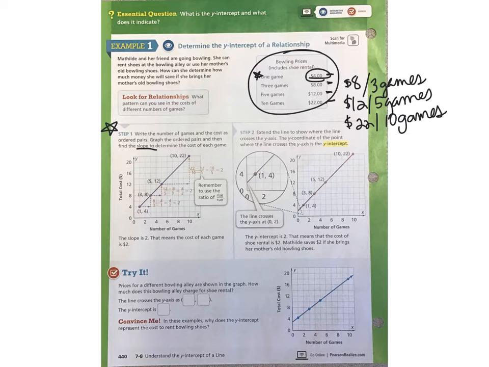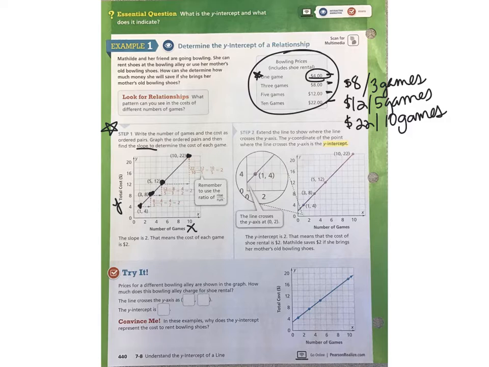So when you look at the ordered pairs, we're taking those from the table. The number of games is along the x-axis, and the total cost is the y-axis. So one game of bowling was $4. 3 games of bowling cost $8. 5 games of bowling cost $12. And 10 games of bowling cost $22. And you'll notice that they connected the points between them.